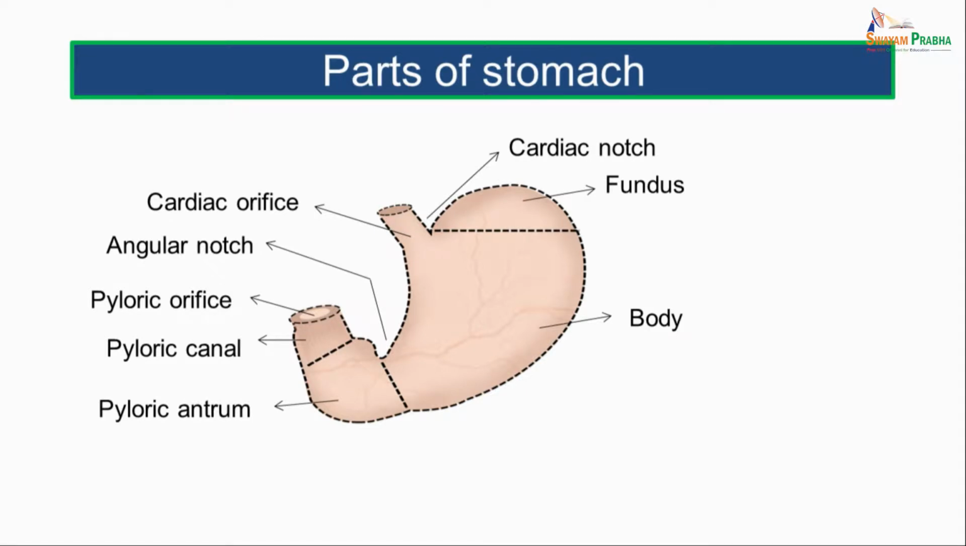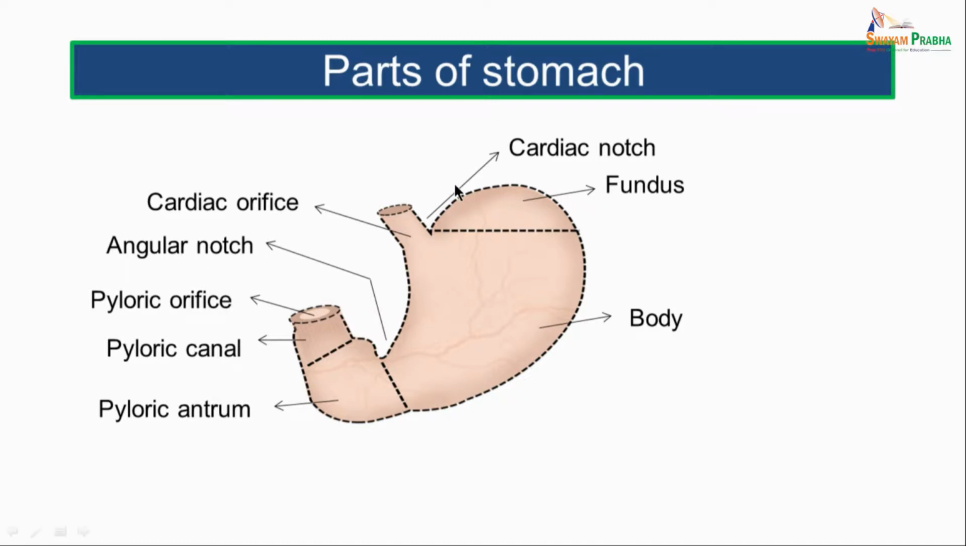Let us now see the parts of the stomach. As is shown here, the stomach has got two ends. The superior end is the cardiac end, whereas the inferior end is the pyloric end. It has got two borders. The right border, also called the lesser curvature, and the left border, which is called the greater curvature. And it has two surfaces, that's the anterior surface and the posterior surface.